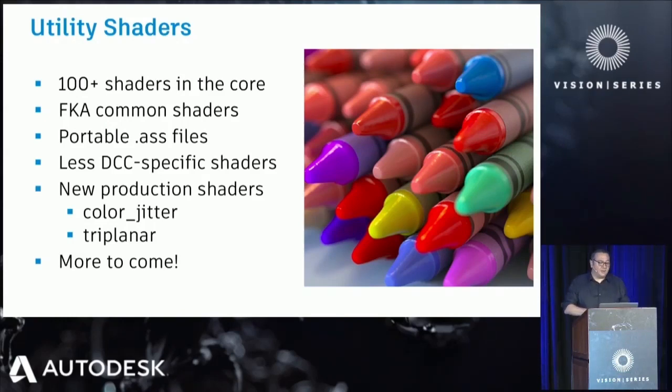But for some of the DCCs, like Houdini, you can export an AS file from HtoA. And if you have the same Arnold version, you can just render it in Maya, and you're guaranteed to have the same result, and you don't need to import any new shaders. So we want this complete compatibility of AS files. We also added a few new production shaders like Car Jitter and Triplanar. More are coming.